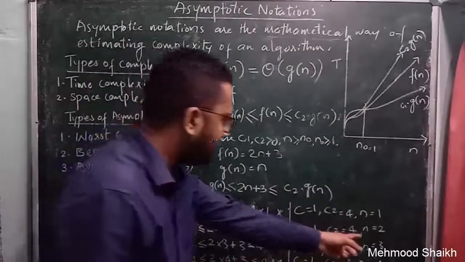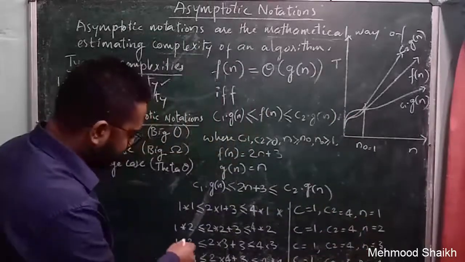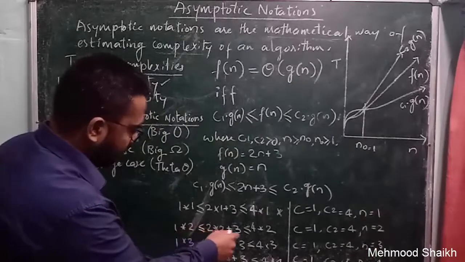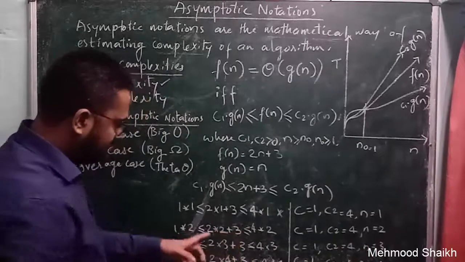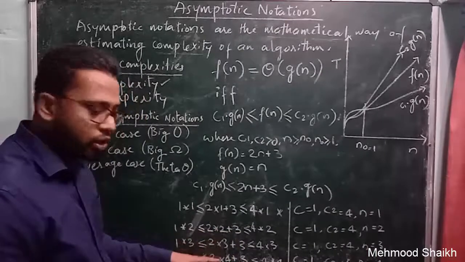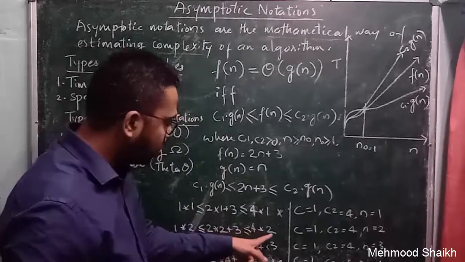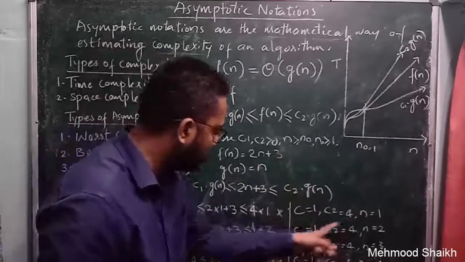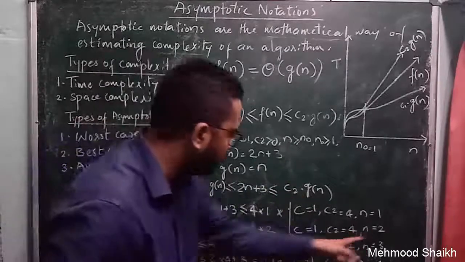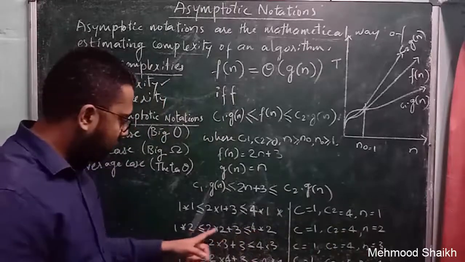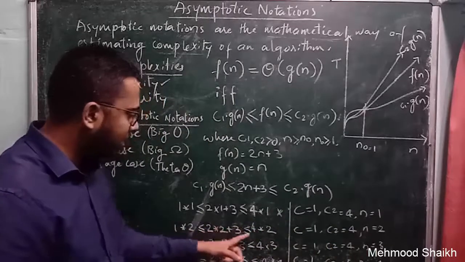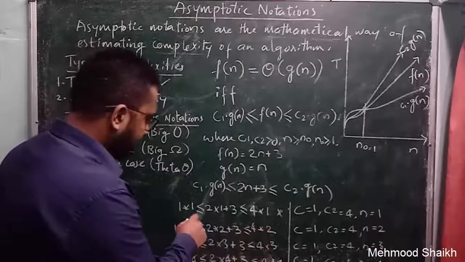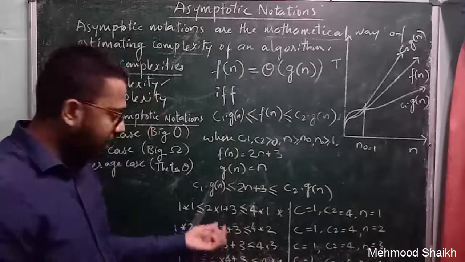Okay, so when I make n equal to 2, then if I put those values inside this expression, 1 into 2 is less than 7. Yes, 2 is less than 7, which is true. And 4 into 2, which is c2 into g of n, where c2 is 4 and the n value is 2, becomes 8. Okay, so now this 7 is less than or equal to 8. Yes, 7 is less than 8. So both of these are satisfied in this equation.